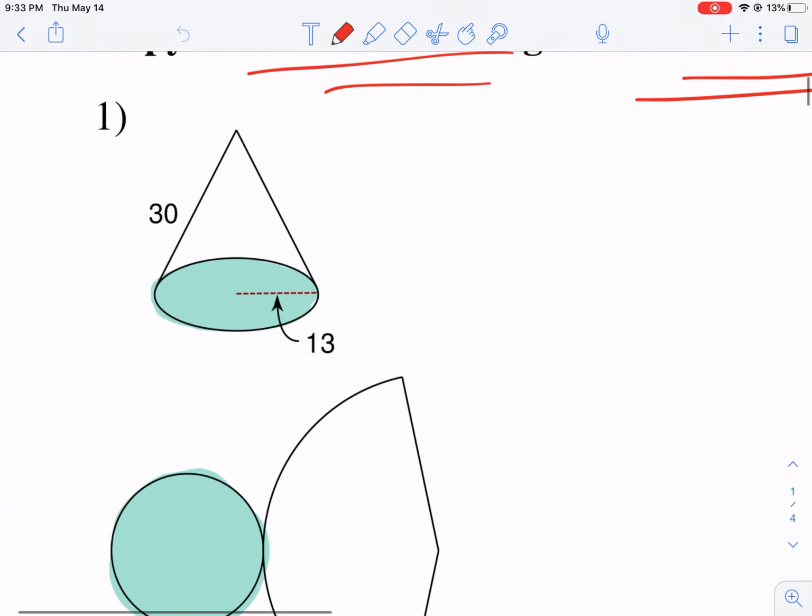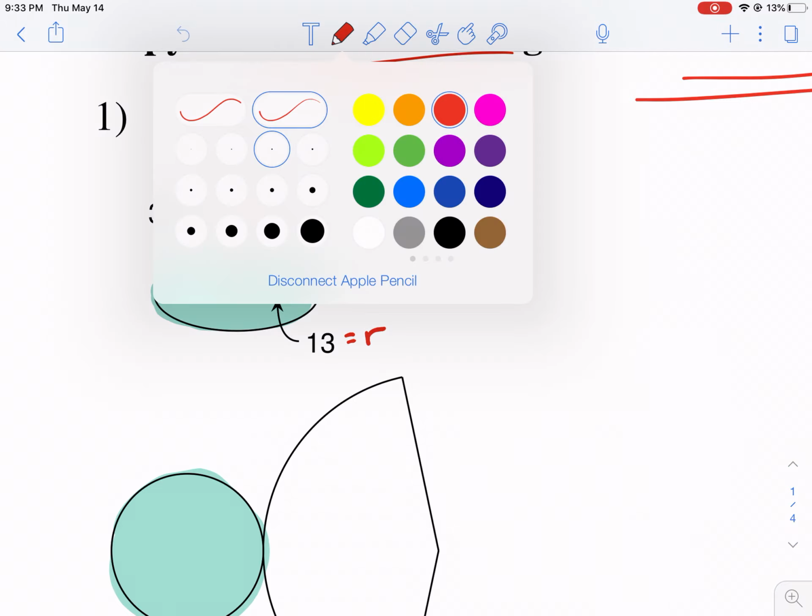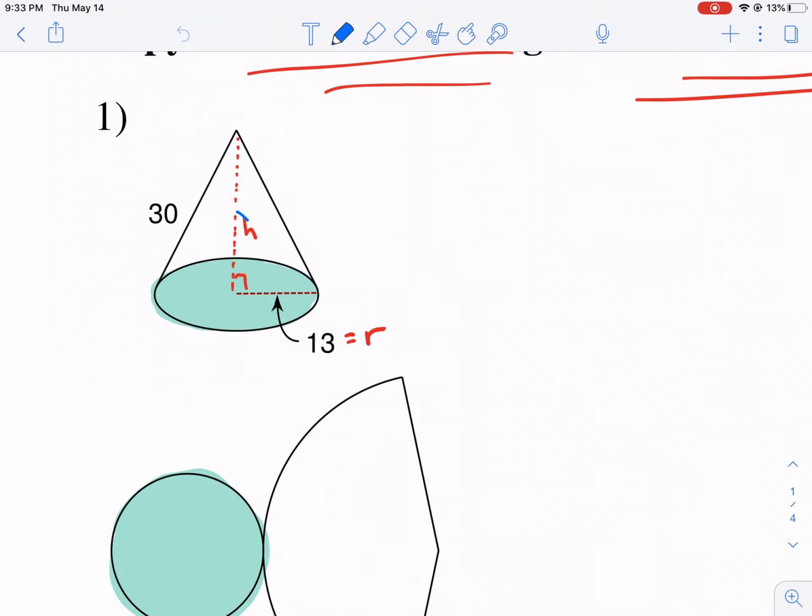First, let's understand the measurements in three-dimensional space. So this 13 is equal to the radius. This is the radius of the base. Now there's an unseen distance here. This is called the height of the cone. That's basically saying how tall the cone is. If we laid it flat, how tall would it be? We're not actually using this for surface area. We're going to be using it for volume.